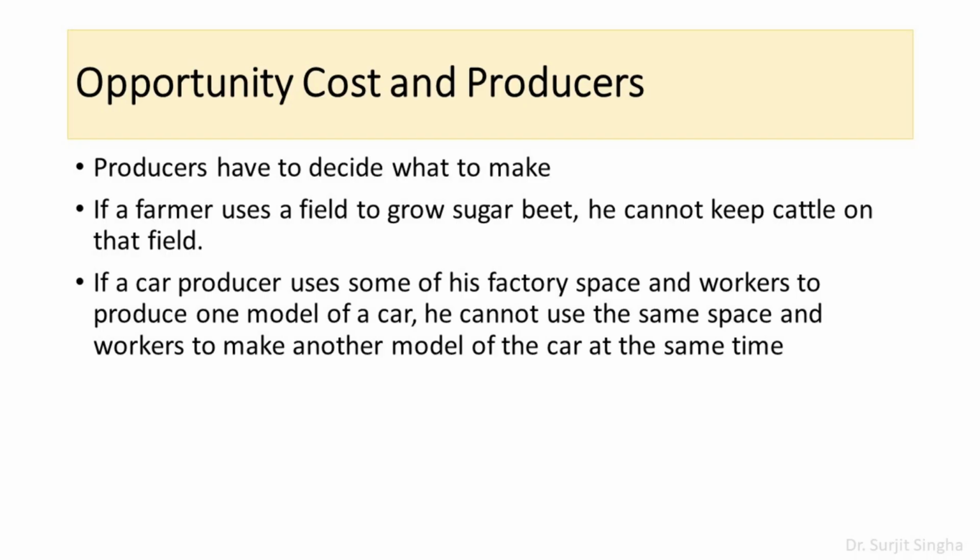Opportunity cost and producers. Producers have to decide what to make. If a farmer uses a field to grow sugar beet, he cannot keep cattle on that field. If a car producer uses some of his factory space and workers to produce one model of a car, he cannot use the same space and workers to make another model of the car at the same time.